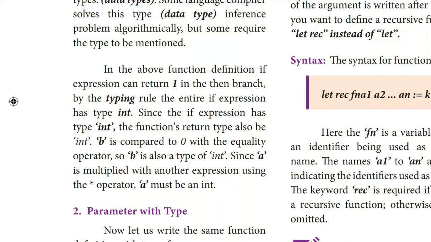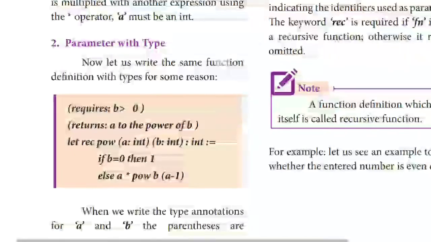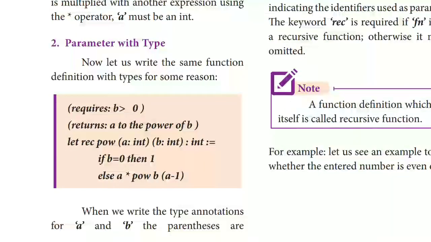Now we'll see the next type, parameter with the type. Here you can see that this parameter with the type will explain to you the same function or the same set of algorithm, but here the values are given a data type. So a is an int and b is an int, and the result of this function will be an integer. So this is a function with type.